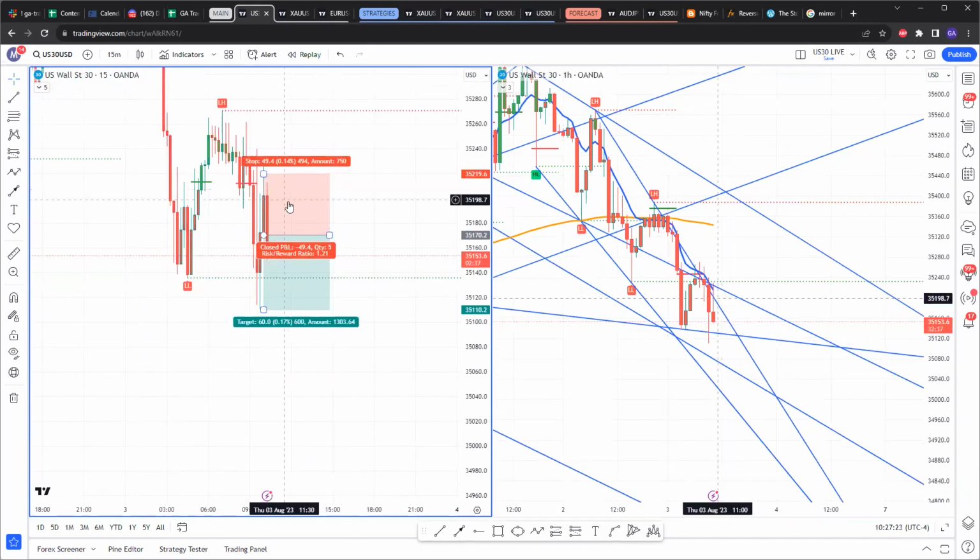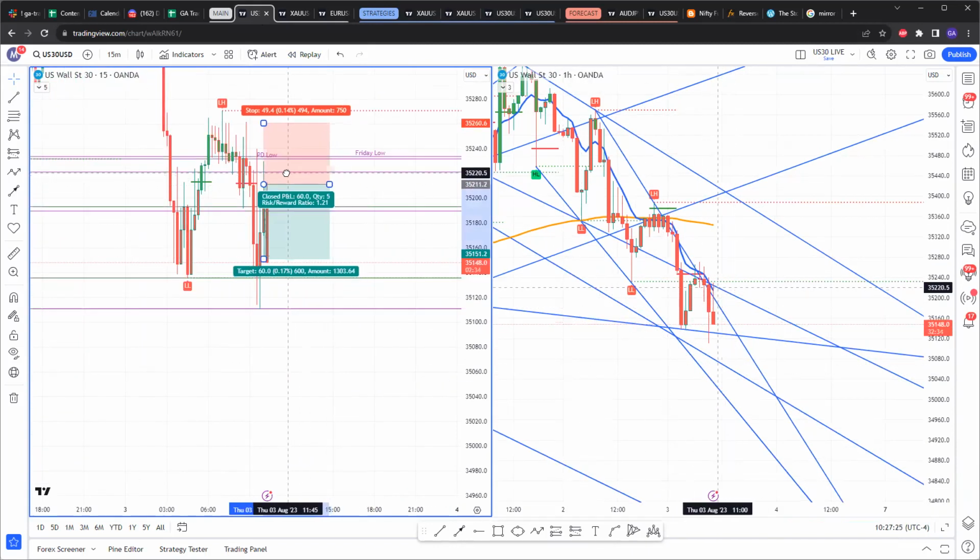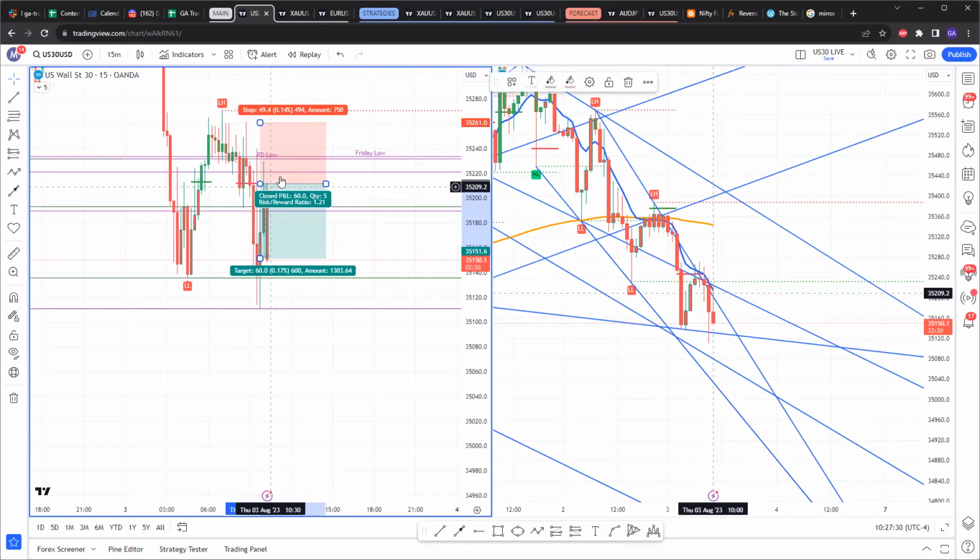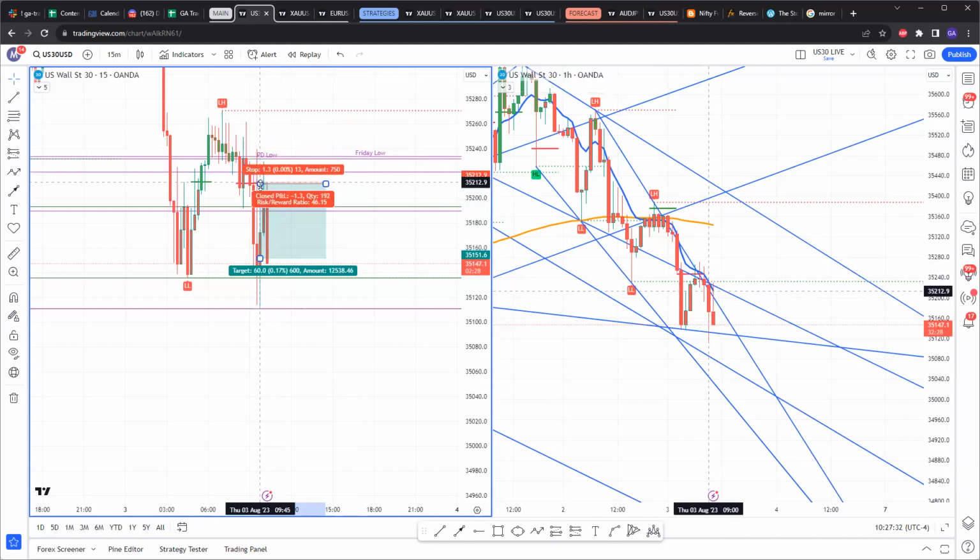And there goes US 30, right? So this, you see that entry I was waiting for? There goes that entry you could have taken. Now, if you get an entry at the parabolic zone, of course, your stop loss is not going to be at the parabolic zone because you would have no chance. I literally wouldn't have a stop loss.